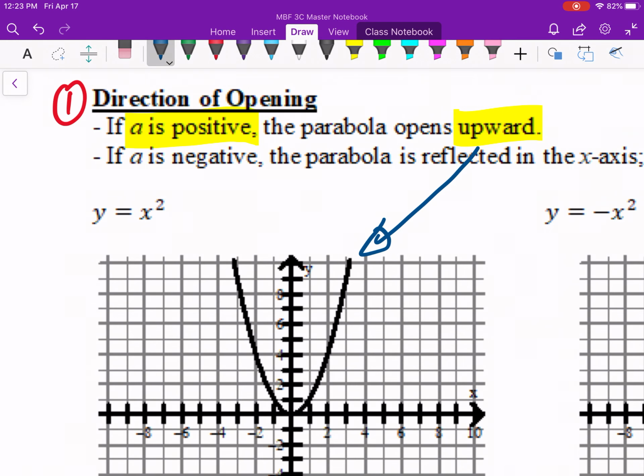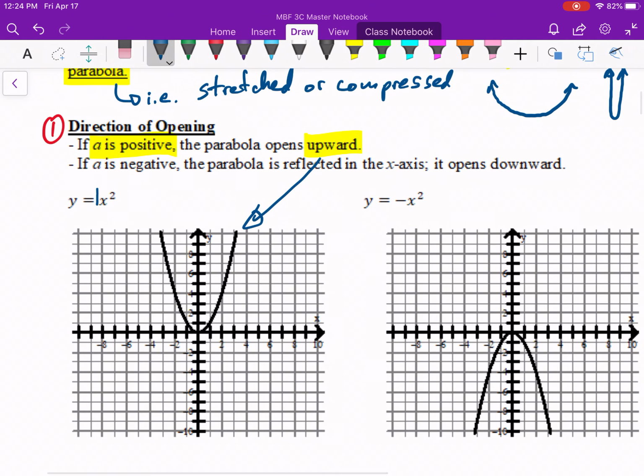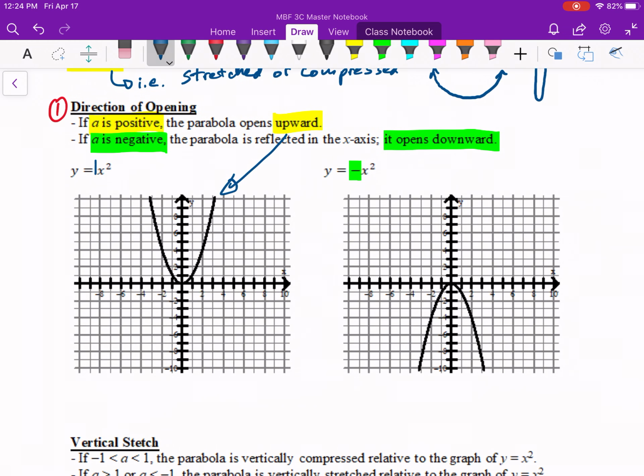This one has an a value of positive 1. So where did I get positive 1 from? I'm looking at the equation, and there's no number written in front of the x squared, but that means that we can assume that there's a 1 there. That's always implied if there's no number there. And so that's a positive 1 that's implied to be there. If the a value is negative, the parabola is reflected in the x-axis and it opens downward. So here we have a negative a value, and lo and behold, here is a parabola that's opening downwards. So I can tell, just from looking at the equation, whether a parabola is going to open up or down.